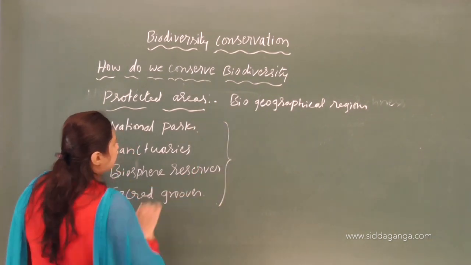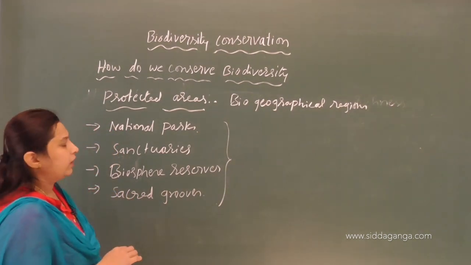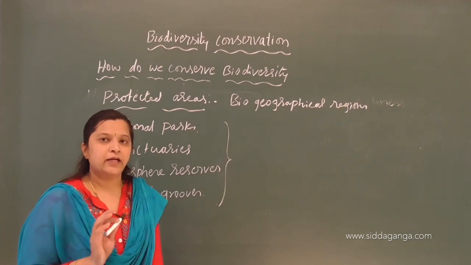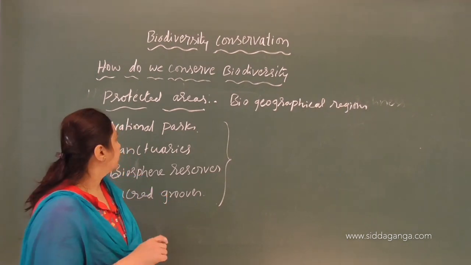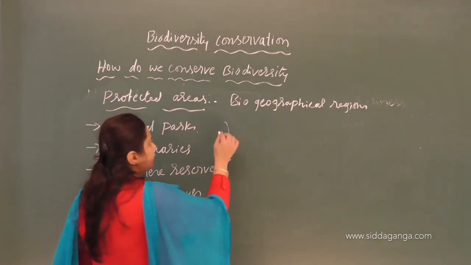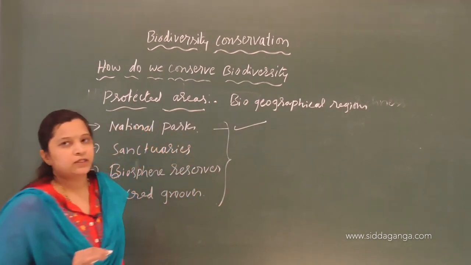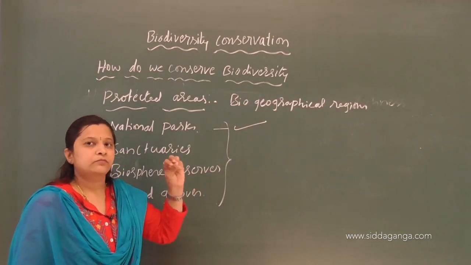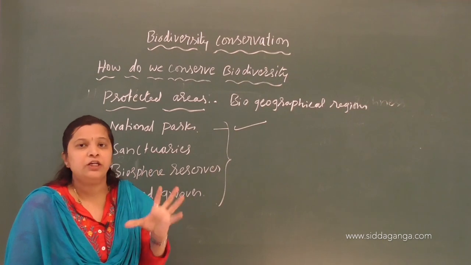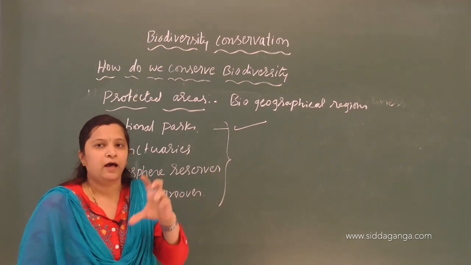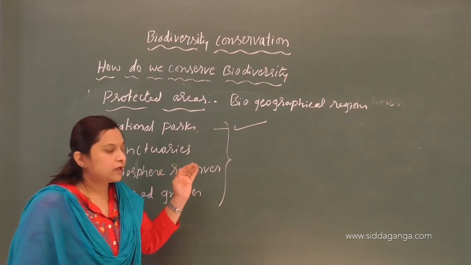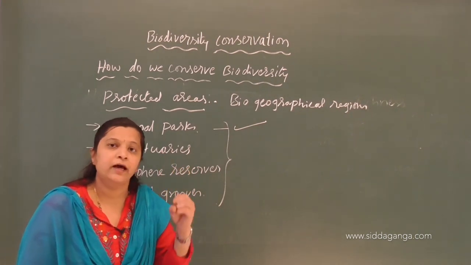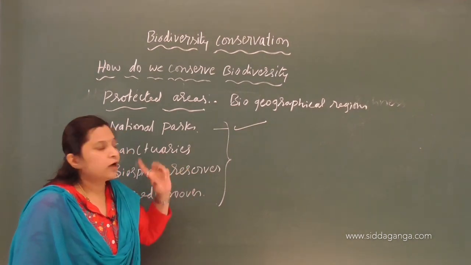So these are all the protected areas where the plant and animal species are protected in their natural habitat. Okay, so let us see what national parks are. National parks are the larger areas of protected habitat. These are the larger protected areas here in national parks.